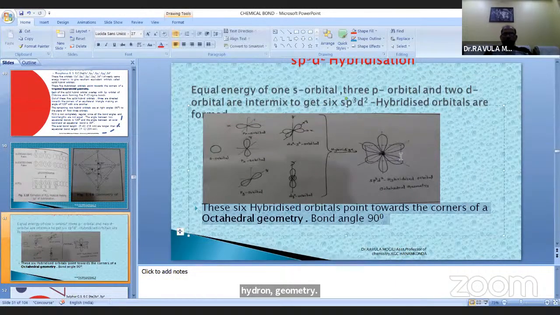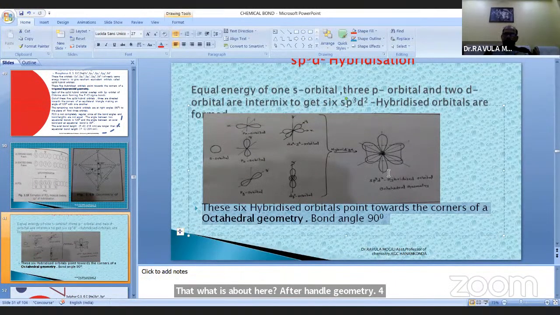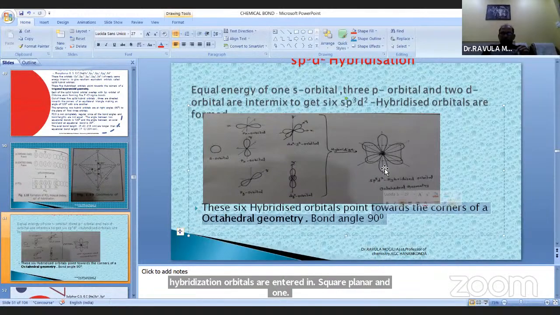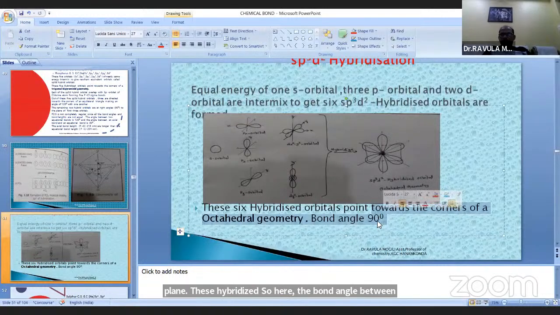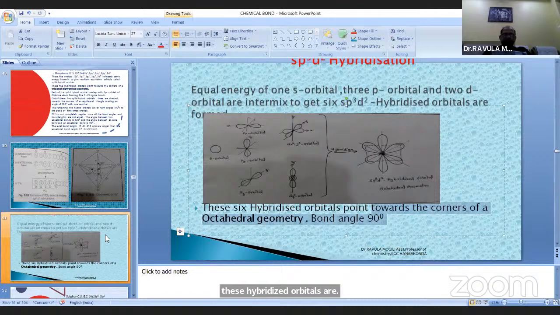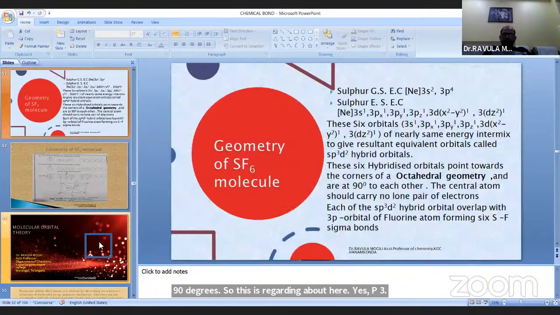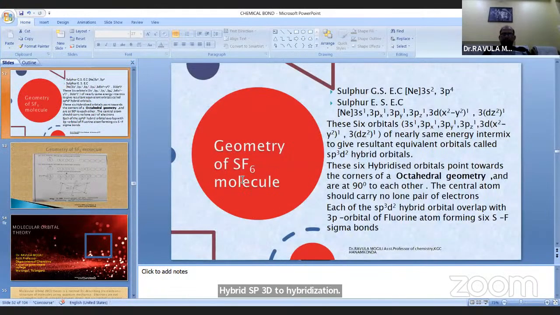Octahedral geometry: 4 hybridized orbitals arranged in a square plane, 1 hybridized orbital above the plane and 1 hybridized orbital below the plane. So here, the octahedral shape, the bond angle between these hybridized orbitals is 90 degrees. So this is sp3d2 hybridization. The best example is the SF6 molecule.